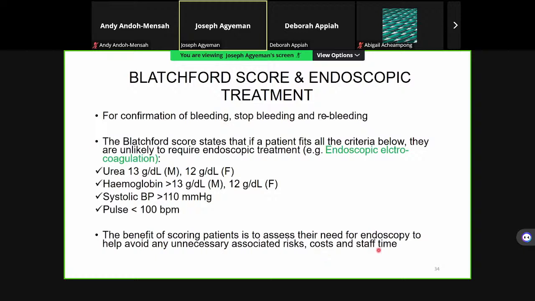So before you decide on whether to do such an invasive procedure for the treatment of bleeding ulcers or not, you have to score the patient to be sure that, yes, this patient needs the invasive procedure or not. And you can use the Blatchford score to do so. The Blatchford score is saying that if a patient fits all the criteria below, then the patient doesn't need endoscopic treatment. It means that you are not going to do the endoscopic electrocoagulation. You use conservative therapy, the triple therapy and what have you, and the patient will be healed.